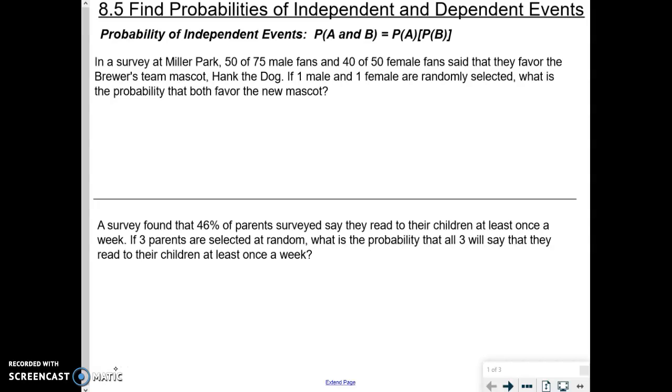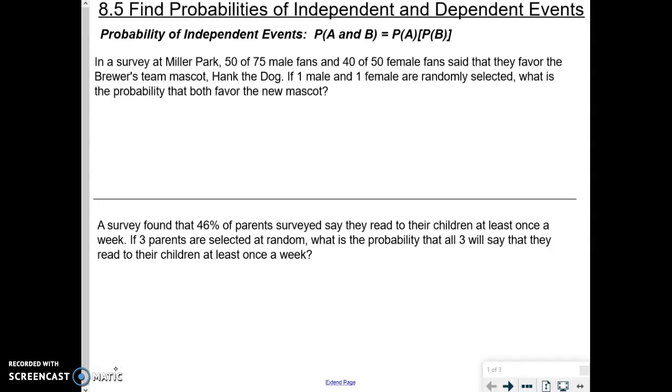Hagedorn. Today, our lesson 8.5, Find Probabilities of Independent and Dependent Events. Obviously, by the names themselves, independent means they're completely separate from one another. Dependent always has some dependence on the previous event. We'll talk about that as B given A, but we'll talk about that here in a little bit. We're going to start out with the probability of independent events.